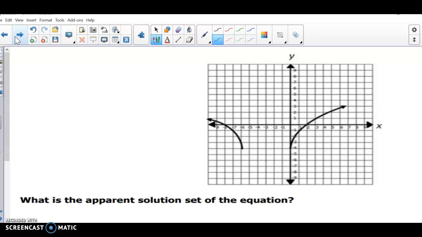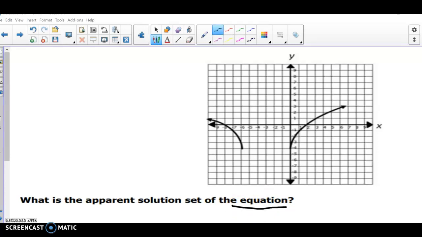This one asks, what's the apparent solution set of the equation? Well, I have two graphs. They don't intersect each other. Okay, so what's the apparent solution set for the equation? Is that one equation or is that two equations? So when you're looking at this one and you want to know what the apparent solution set is, because this said that this is one equation, this is one answer, one solution. So we have one answer here.